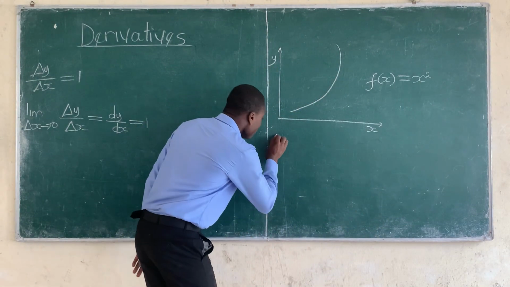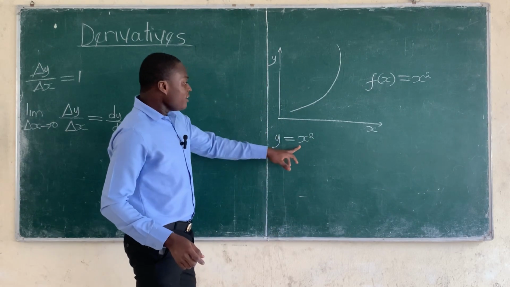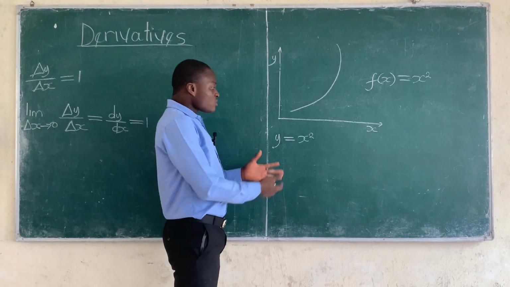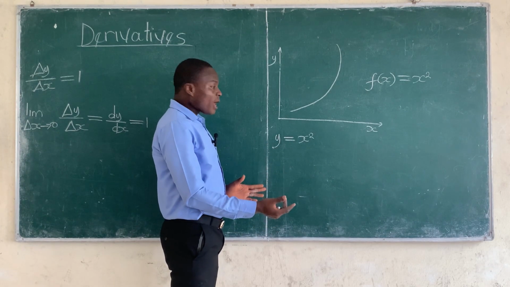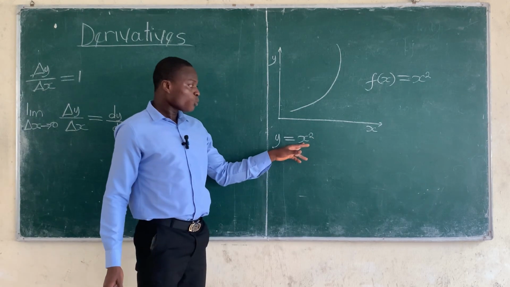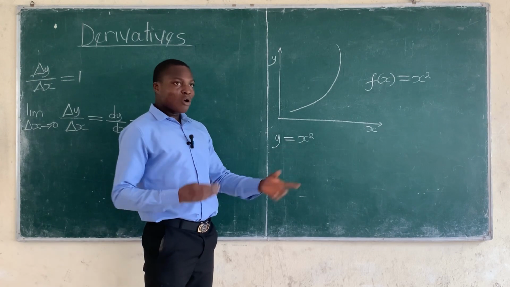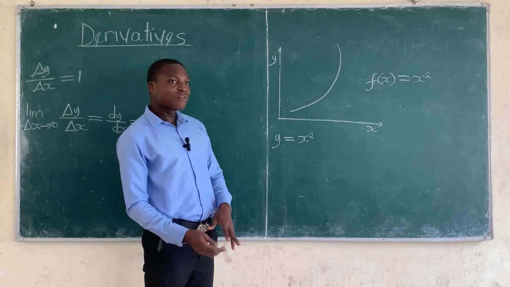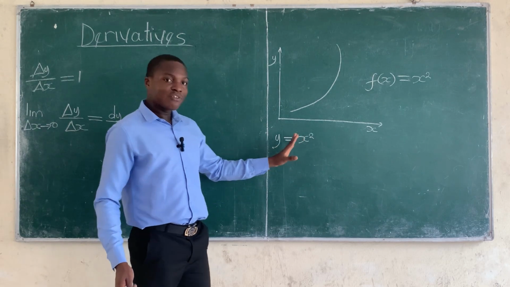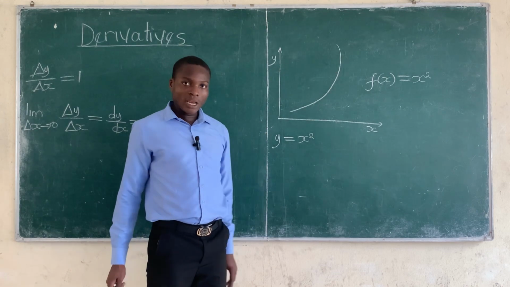We can say, okay, y is equal to x squared. And we see that if x increases, y will also increase. But x and y will not be equal. Why? Because x is squared here. Let's assume x is 2, then y will be 4. So you see that a corresponding increase in x also gives us a corresponding increase in y, but they are not of equal values, so we cannot use the slope of a straight line.